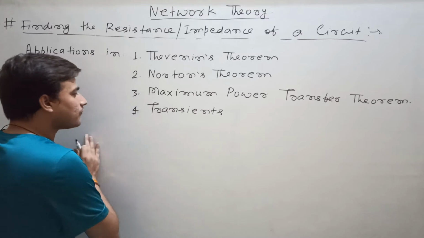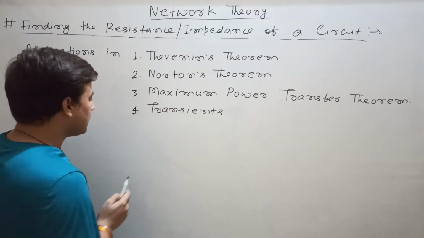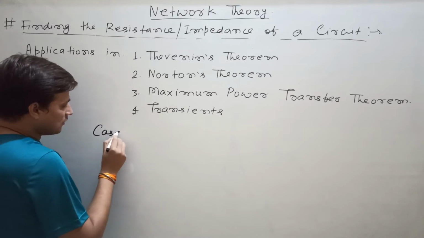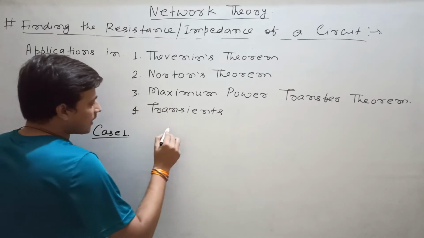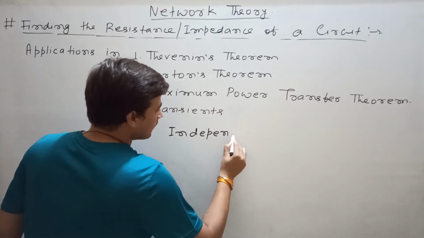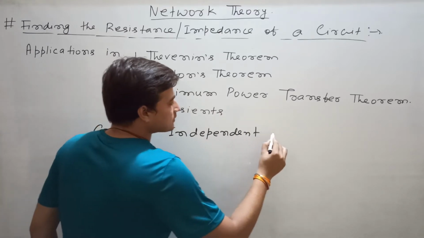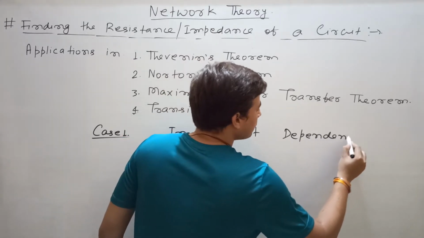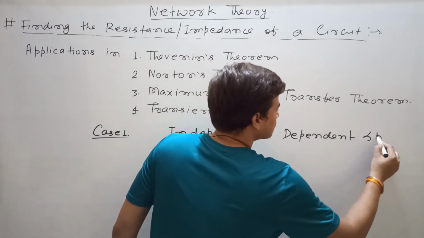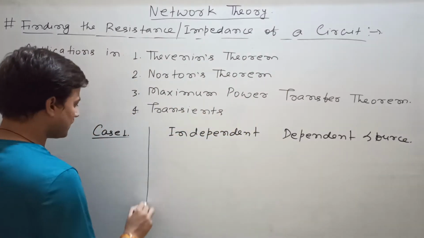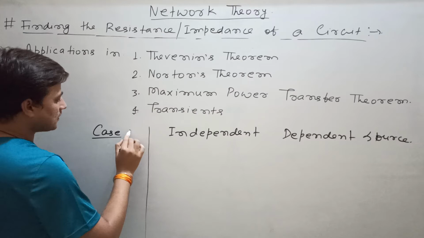Now here there will be 4 different cases. Let us categorize. The circuit may have no source, or the circuit may have an independent source, or the circuit may have both independent and dependent sources, or the circuit may have only a dependent source. So there are 4 different cases. Let us see the different cases.